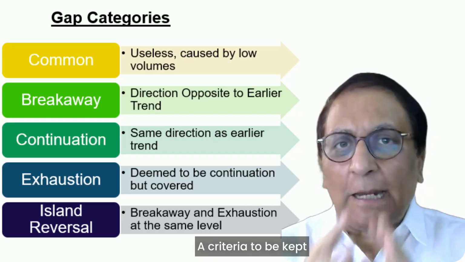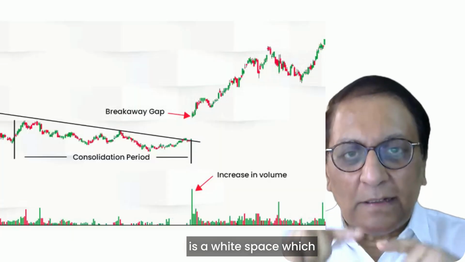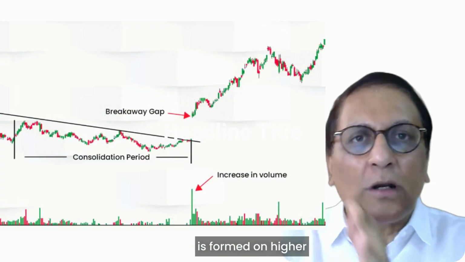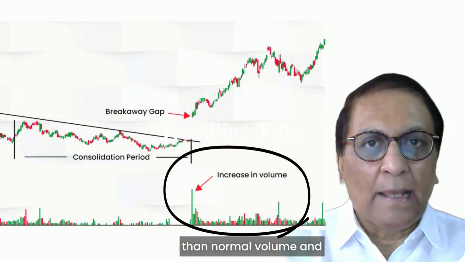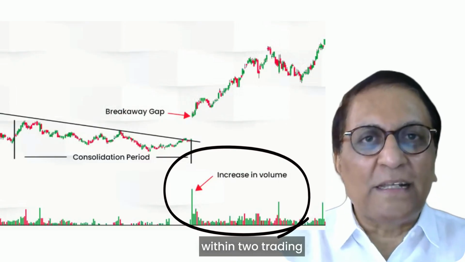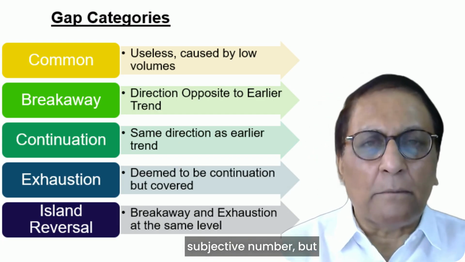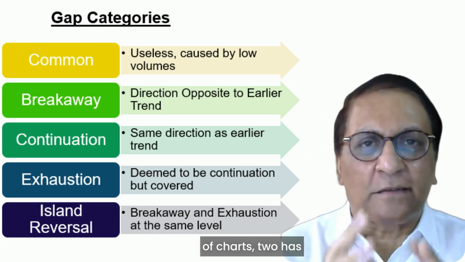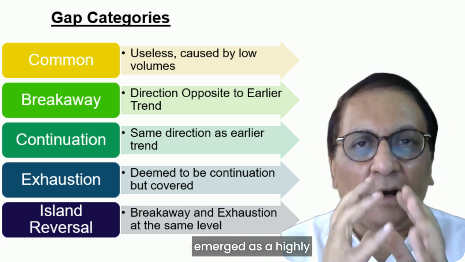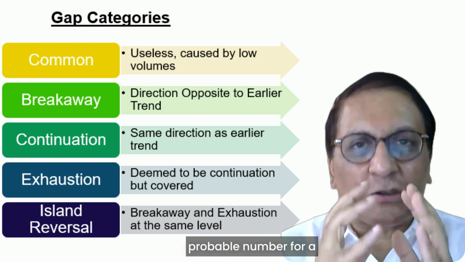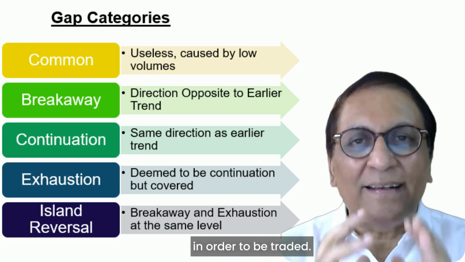A criterion to be kept in mind is that a gap is a white space which is formed on higher than normal volume and which does not close within 2 trading sessions. Now, this 2 is a subjective number, but after seeing thousands of charts, 2 has emerged as a highly probable number for a trade to be successful.